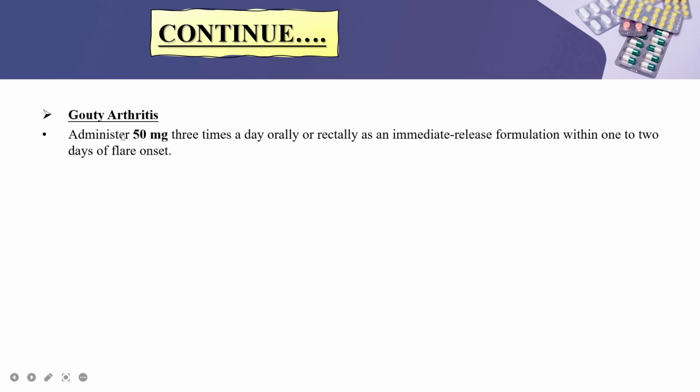Dose for gouty arthritis is 50 milligram 3 times a day orally or rectally as an immediate release formulation within 1 to 2 days of flare onset. Next disease is patent ductus arteriosus. So it is a heart defect that occurs soon after birth.